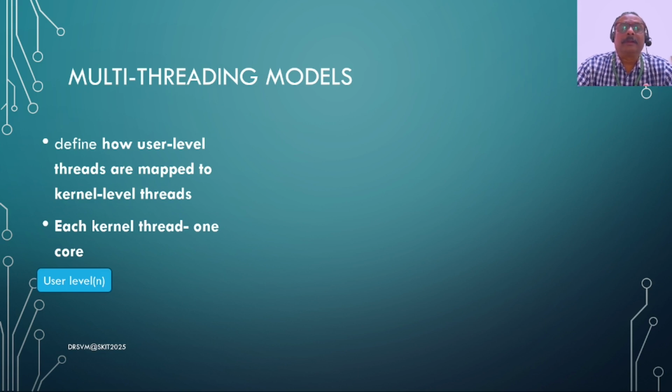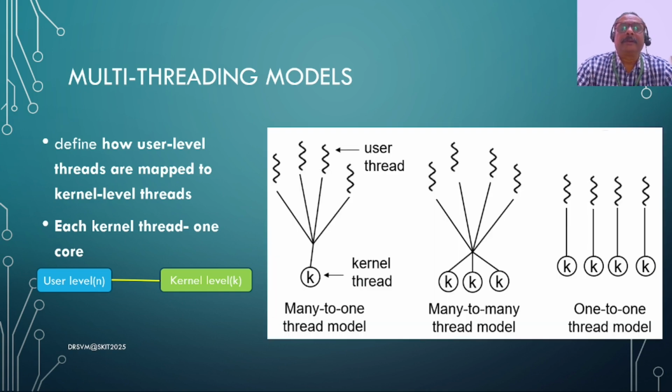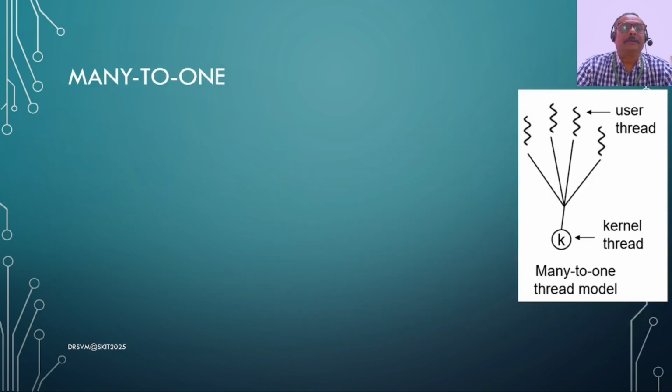So there are n user level threads and they will be mapped to k kernel level threads. This n and k are variables, and in all there can be three possibilities: many user threads to one kernel thread, or many user threads to many kernel threads, or one user thread to one kernel thread. So that's many to one, many to many, and one to one models. Let's see what each one is all about. So begin with many to one.